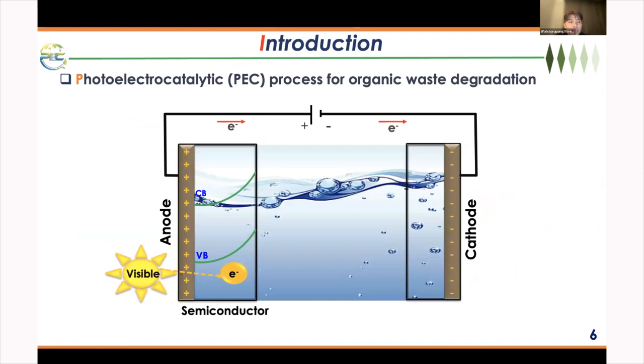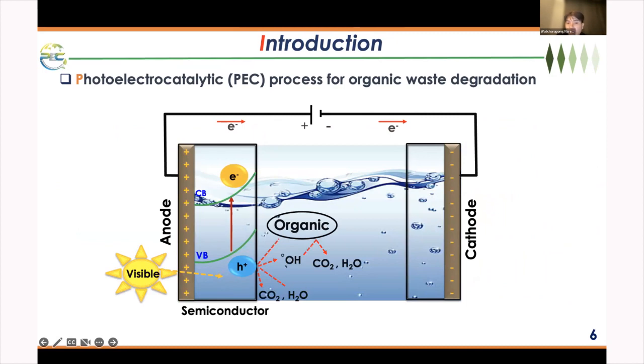When the semiconductor is activated by visible light, electrons will move from the valence band to the conduction band. It causes holes at the valence band that can oxidize water into hydroxyl radicals. And then the hydroxyl radicals dispersed from the electrode surface oxidize organic compounds, converting them to carbon dioxide and water.